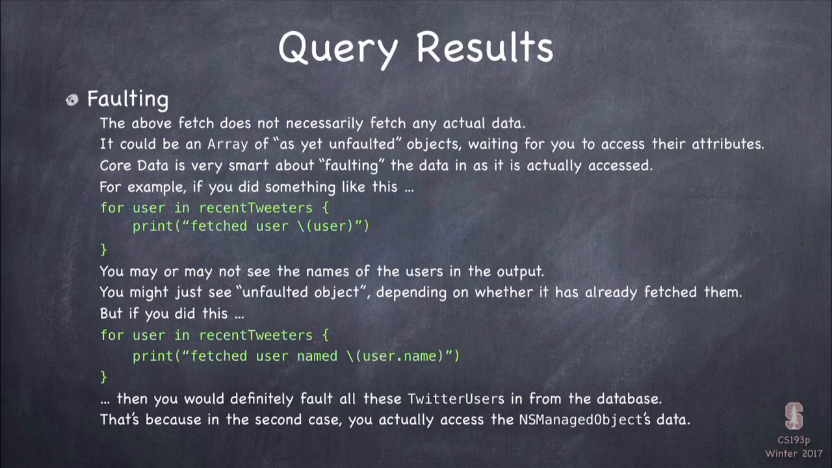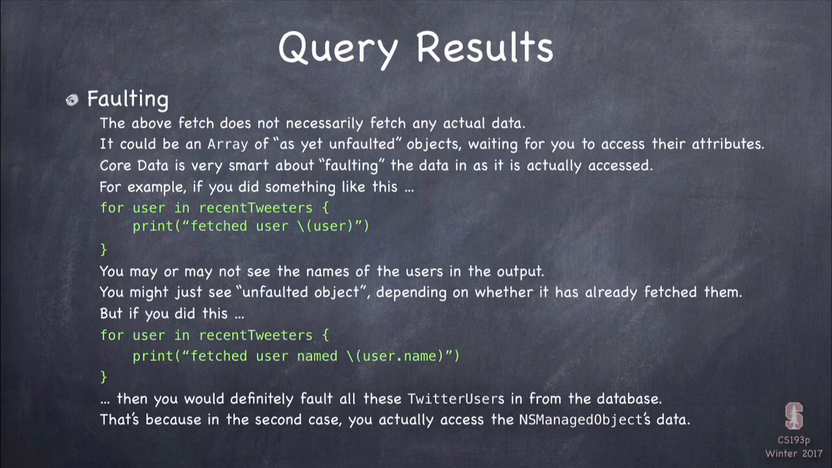Okay? So until I ask for a certain Twitter user's information, the Twitter user's name, the Twitter user's screen name, the Twitter user did not get faulted from the database. This is called faulting, okay? And so these objects, you can imagine, they're kind of empty shells, and until you crack open the shell and start looking inside, it doesn't actually get the data for you.